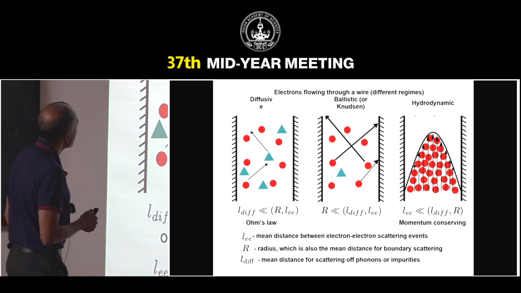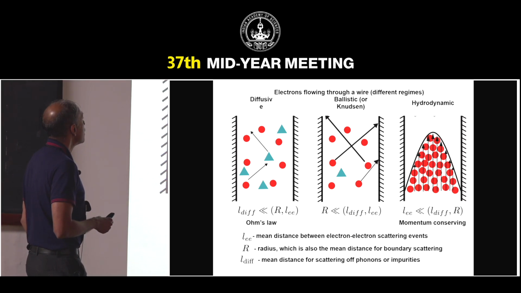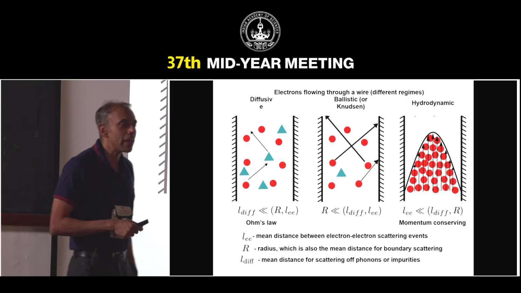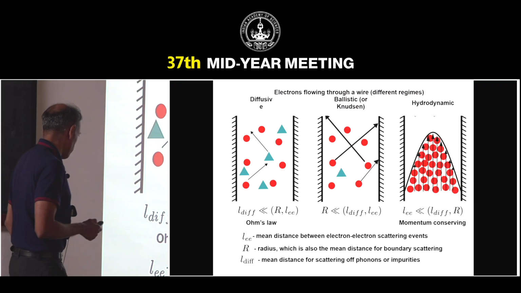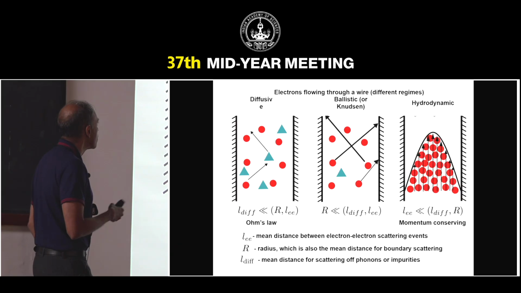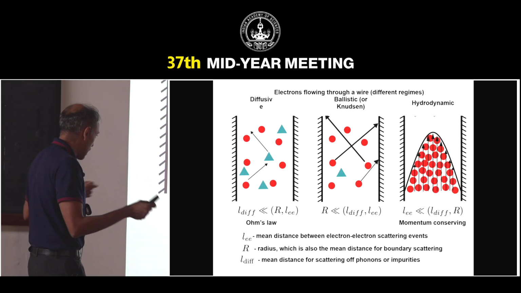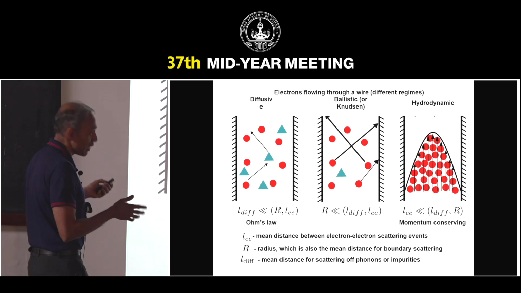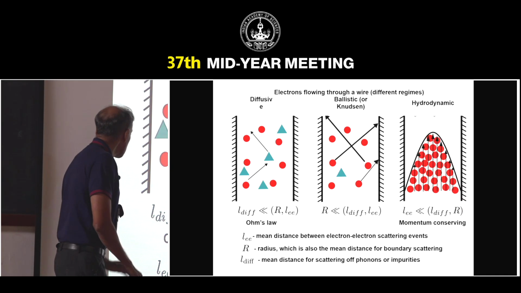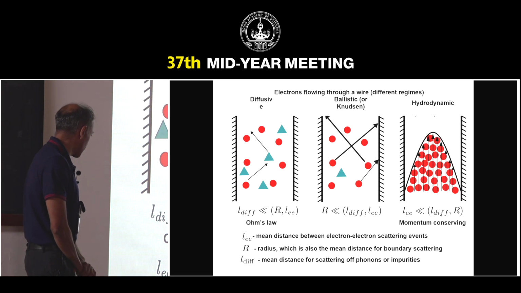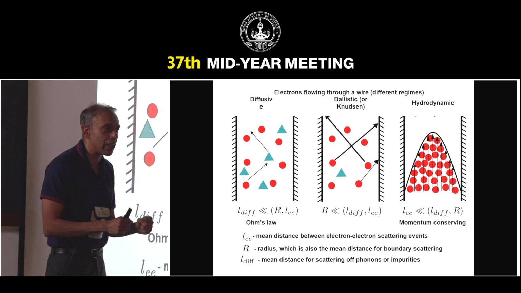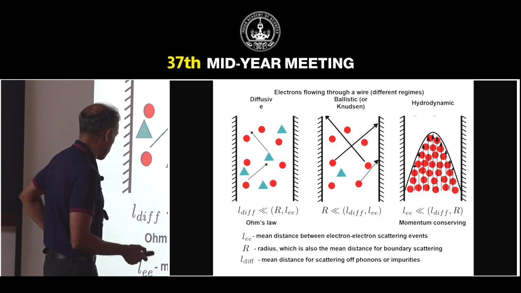And so if you're looking at electrons which are flowing through a wire, then there are different regimes of flow that are possible depending on what the operative length scales are. If you have a situation in which these electrons are bouncing off impurities or lattice vibrations, then that is the conventional situation in which you get Ohm's law, which is also called diffusive flow. And the operative length scale in that case is this L diff, which is the mean distance for the scattering of the electrons off phonons or impurities.